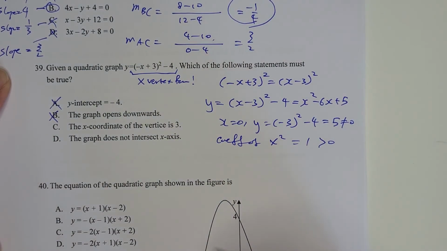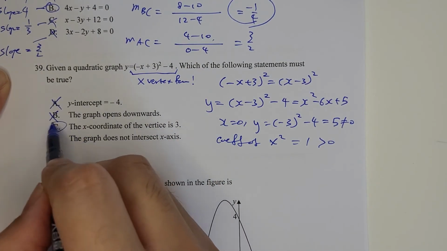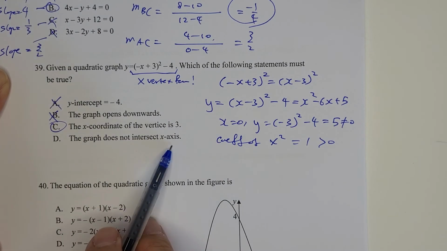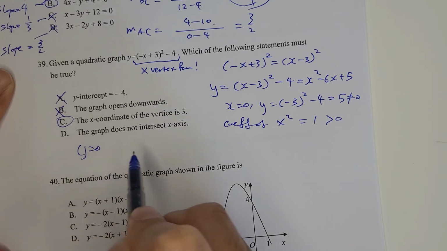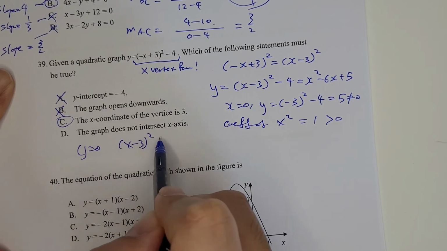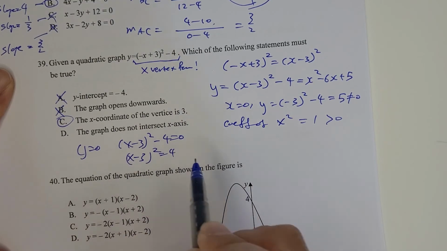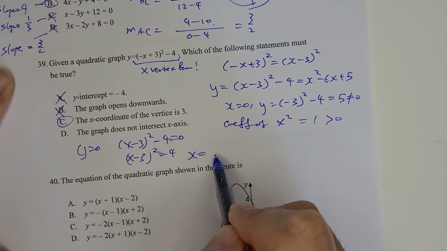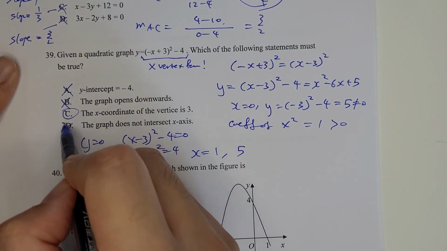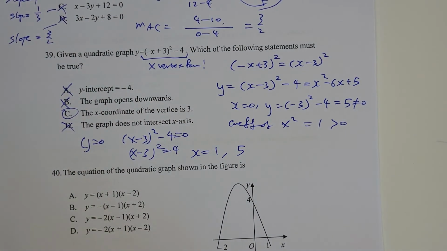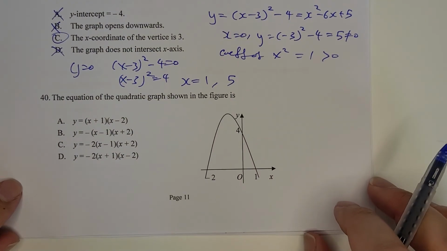C, the x coordinate of the vertex is 3. Yes, correct. D, the graph does not intersect the x-axis. Again, you substitute y equals 0, then (x minus 3) squared minus 4 equals 0, and you will solve x with two answers, that is 1 and 5. So D is not the answer. Answer C.